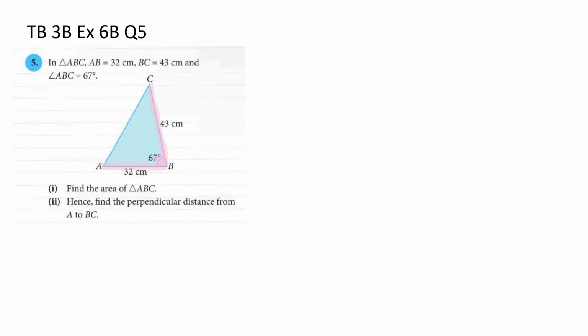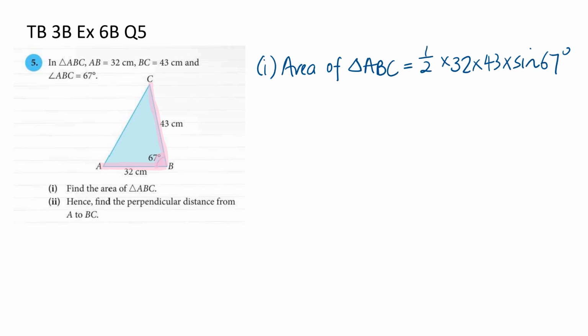As mentioned earlier, we're given the two sides and the included angle, so we can just apply the formula directly, which is half times 32 times 43 times sine 67. That will give you 633.31. We will need an intermediate answer which is more than 3 significant figure, because we need that answer to solve part 2. If you express it to 3 significant figure, it is 633 cm squared. Now let's look at part 2.